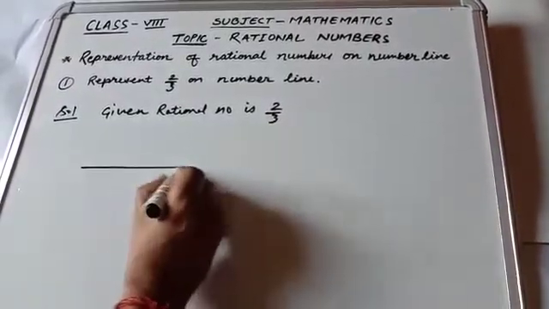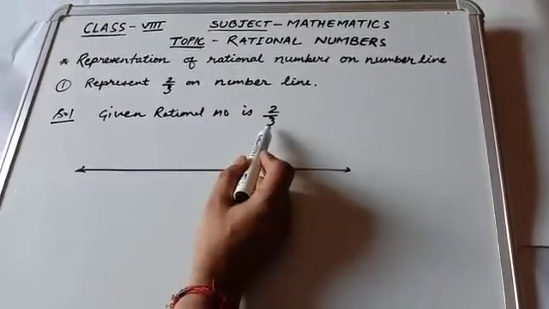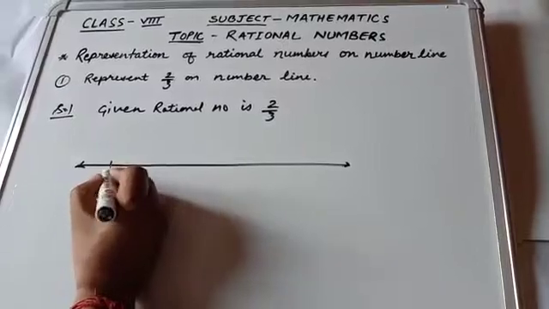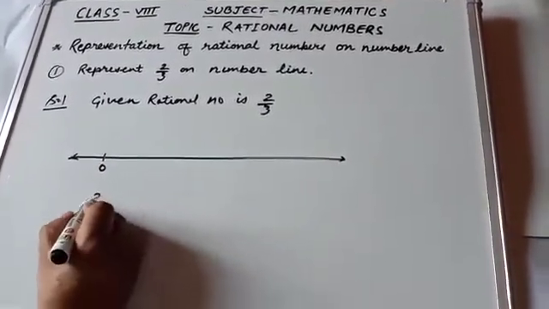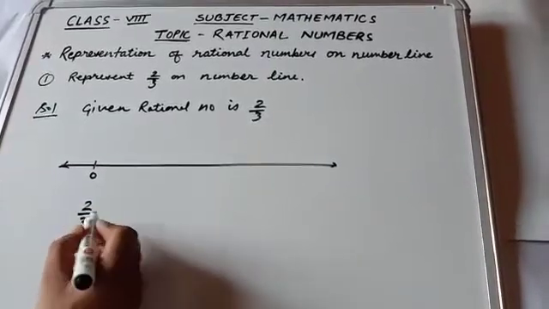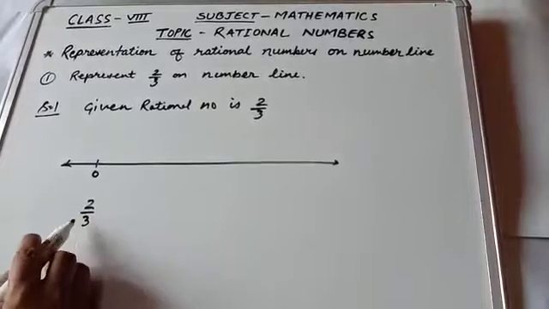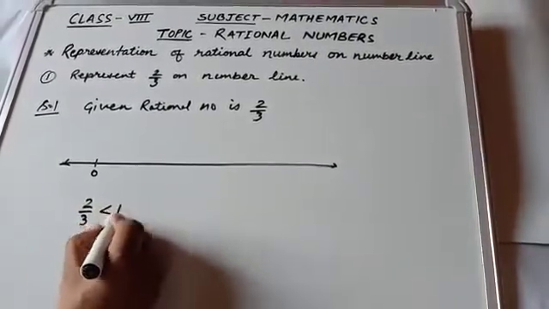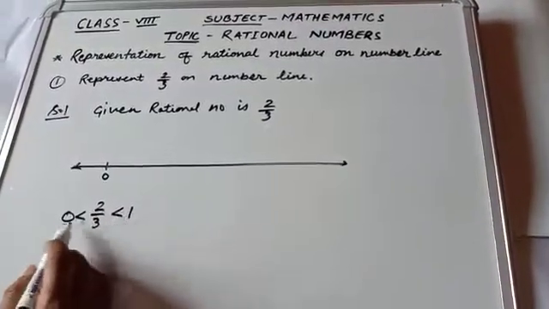First, we draw a line. Because this number is a positive number, so this number we will represent on the right side of the 0. So first of all 2 by 3. Let's see where 2 by 3 lie. Because the value of denominator is more than numerator, so this number is less than 1 but greater than 0. That means this number lies between 0 and 1.